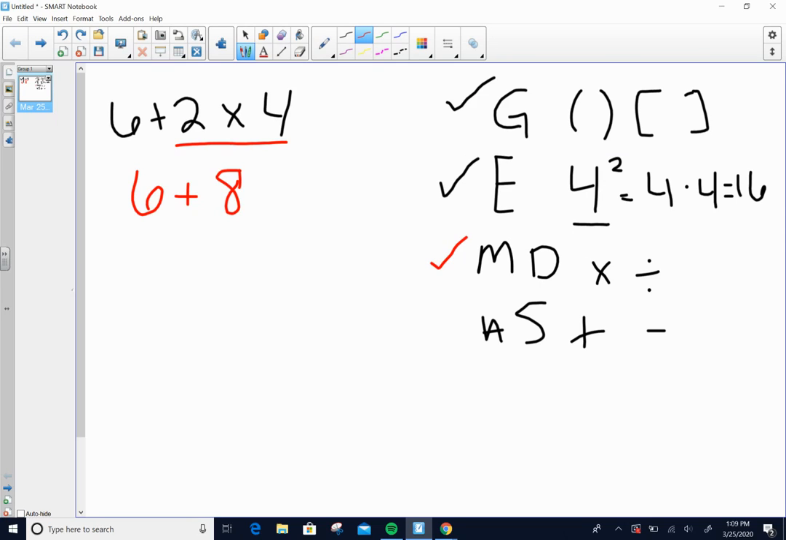The last thing I'm looking for is that addition and subtraction, and I do have 6 plus 8. So I want to go ahead and finish solving that. 6 plus 8 is going to give me 14.